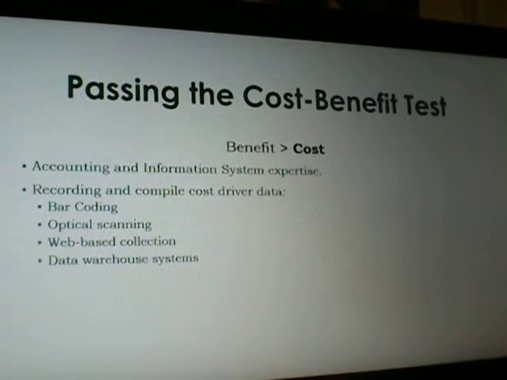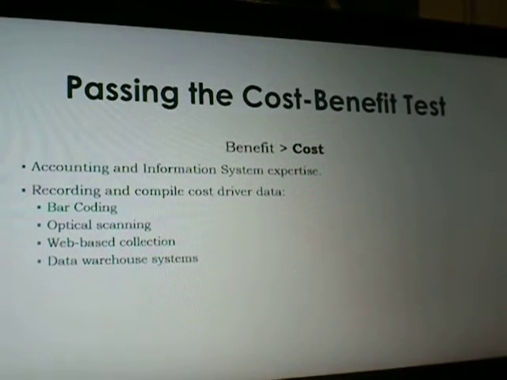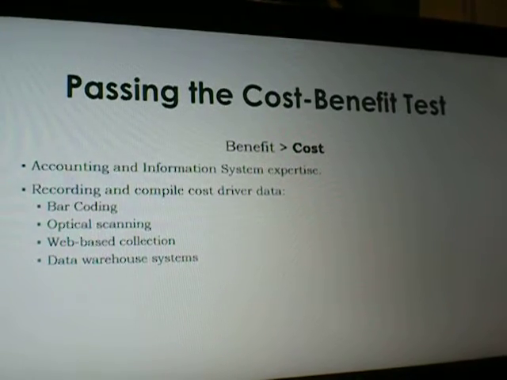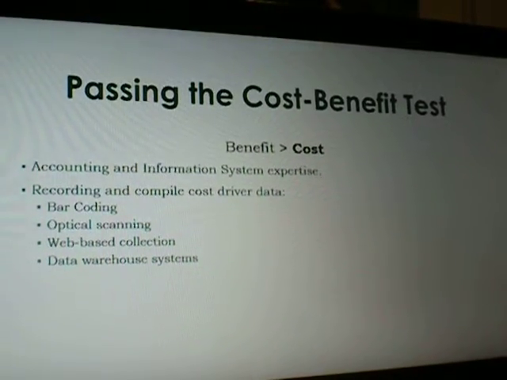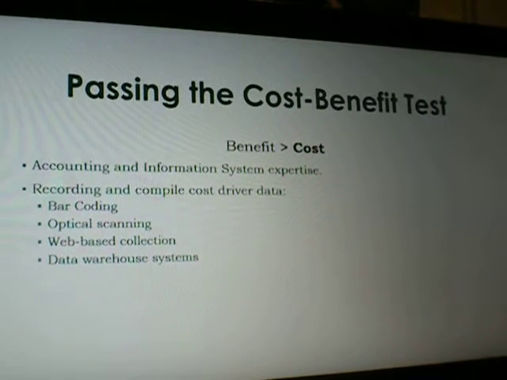The cost side is generally lowered if you have expertise in the accounting and information system for the allocation system, and also in recording and compiling cost driver data. You can use barcoding, which is when you go to, like, Walmart per se, they have that little barcode on there and they scan it. That will also show the inventory, what's going in and out of the store. Also optical scanning, web-based collection, and data warehouse systems. So the more that it is documented, the less cost or risk you'll have for the company.